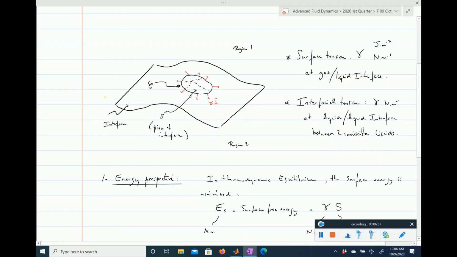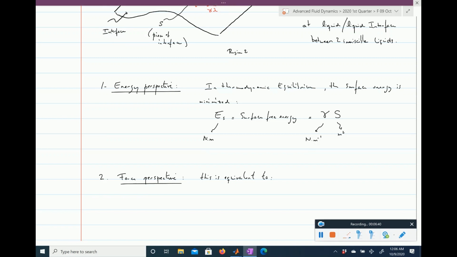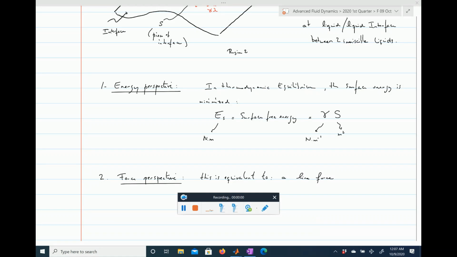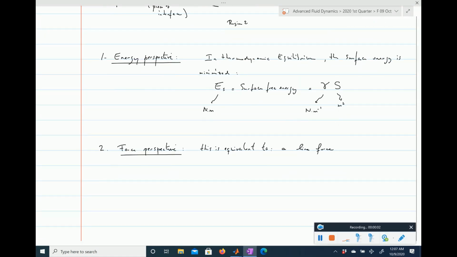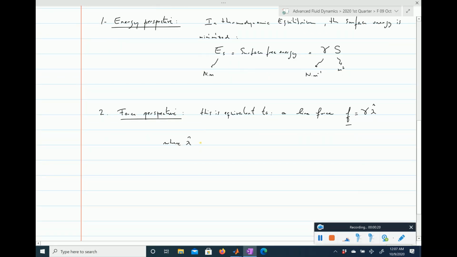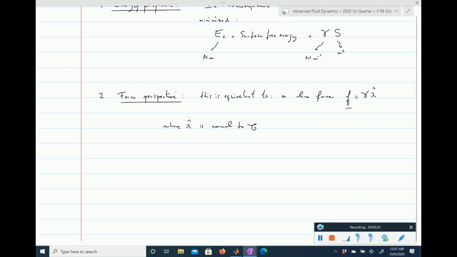So if we write this in words, this is equivalent to a line force F equal to a constant gamma, this is our surface tension, times lambda, where lambda is normal to our contour and it is tangent to the interface, so it is inside the interface.